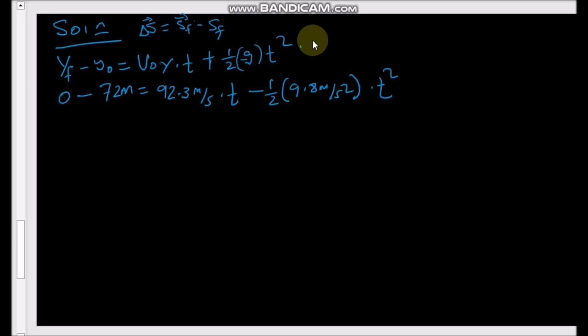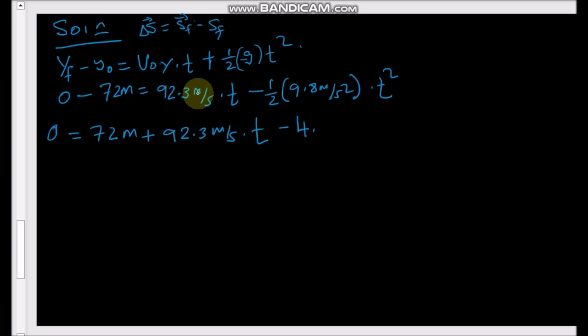Now what's left? Let's take the 72 to the right side. 0 is equal to 72 meters plus 92.3 meters per second times t minus 4.9, that is 1 over 2 times 9.8, 4.9 t squared.